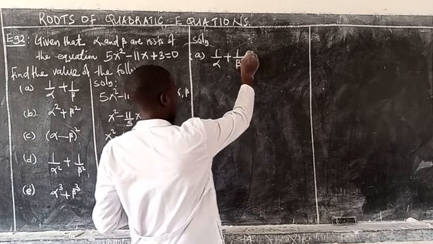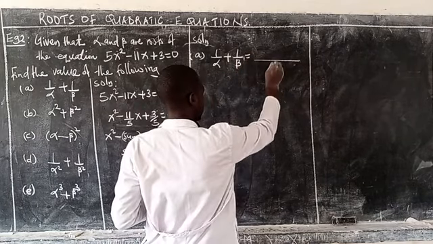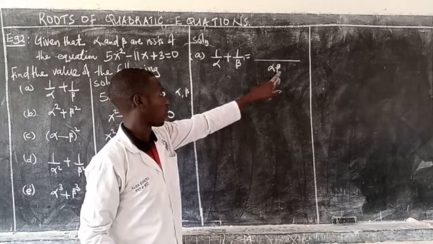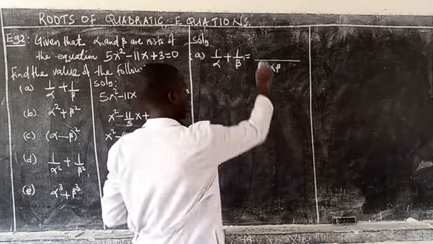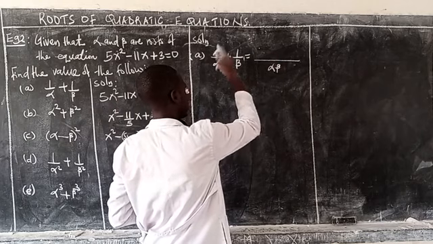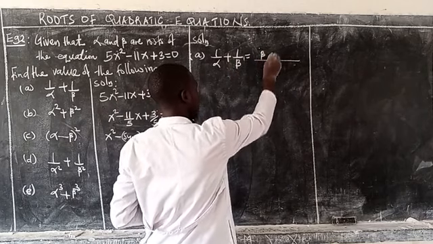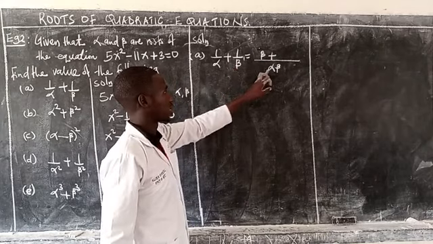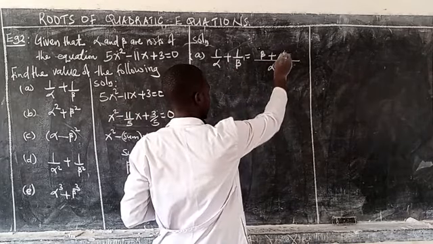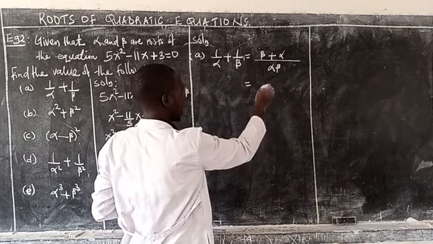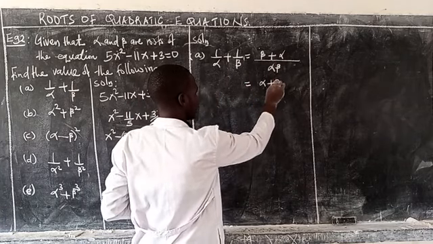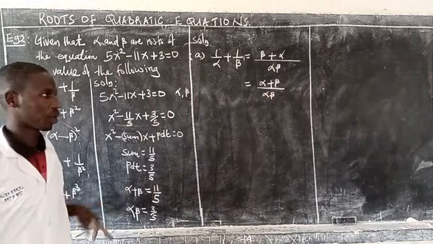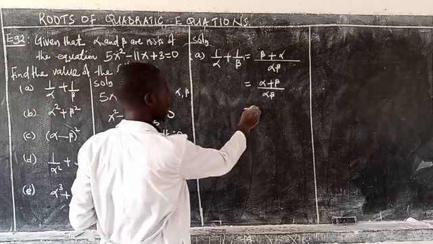So what I do, I first take the LCM here. LCM is alpha beta. You see the product has already come out. So I say alpha beta divided by alpha, I get beta. Beta times 1, that is beta. Plus alpha beta divided by beta, that is alpha times 1, that is just alpha. So this one is like alpha plus beta out of alpha beta. It's already sum and product. So I just go ahead and substitute.